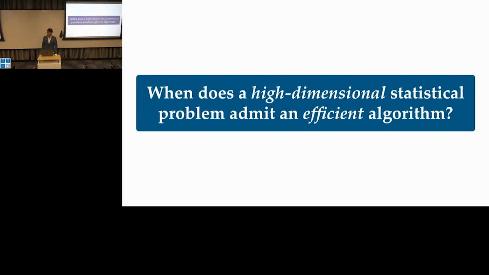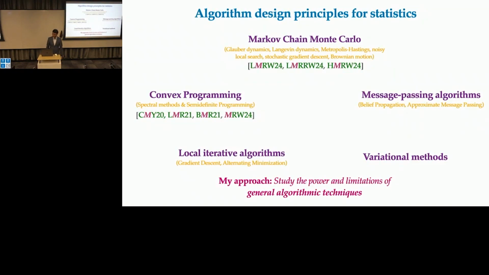Okay, so the main focus of the research direction that I will be telling you about today is, when does a high-dimensional statistical problem admit an efficient algorithm? This is a fairly broad question and has been studied for several decades. And decades of research have revealed many broad algorithm design principles for statistical problems, like Markov chain techniques or convex programming and others. My approach is to study the power and limitations of these general algorithmic techniques. And so far, my work has focused on Markov chains and convex programming.